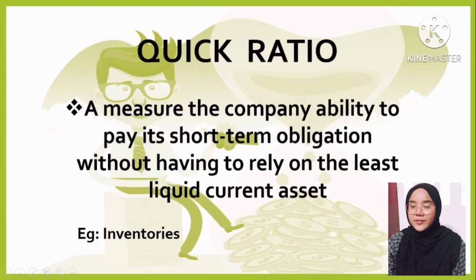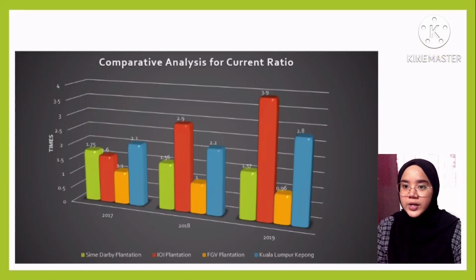Secondly, quick ratio. Quick ratio measures the company's ability to pay its short-term obligations without having to rely on the least liquid current assets. The bar chart represents current ratio from the different companies over 3 years. The bar chart shows that all companies have an average current ratio of approximately 1.5 except for FGV Plantation in the year 2019. This indicates that the company is more likely to pay back the creditor.